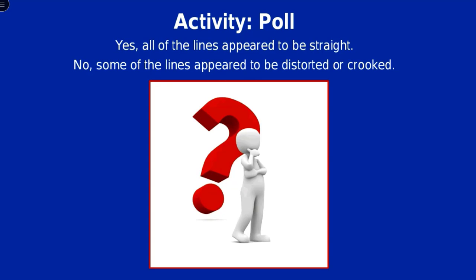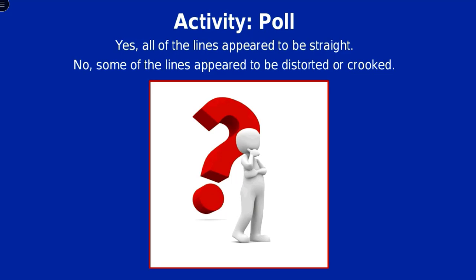And I'd like you to go ahead and select yes if you felt all of the lines in that optical illusion appeared to be perfectly straight, and select no if you felt some of the lines in the image appeared to be distorted or crooked in some way.